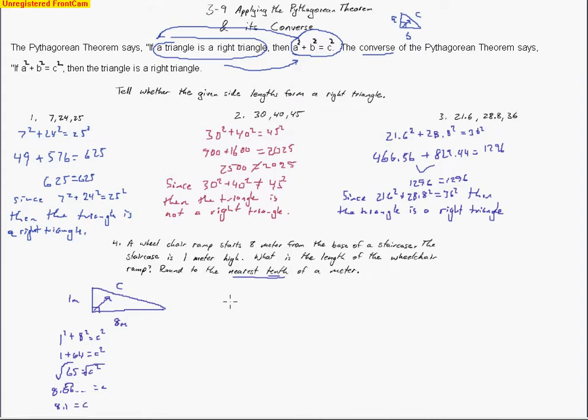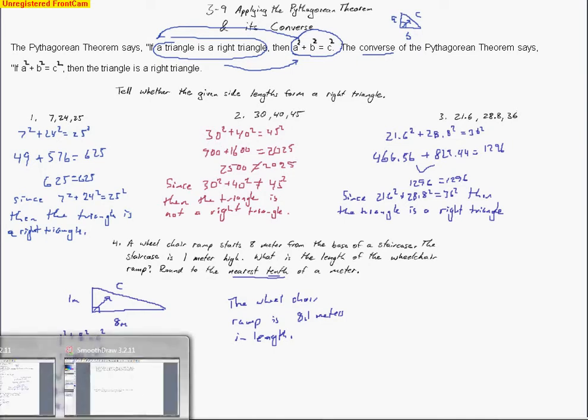So that's the value of C. So let's go ahead and write a little statement. We could say the wheelchair ramp is, and then we just use the number 8 1/10 meters in length. So again, the whole idea is just write some sort of statement expressing what that answer represents.